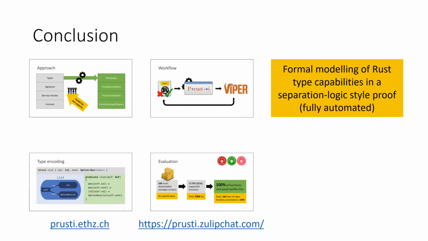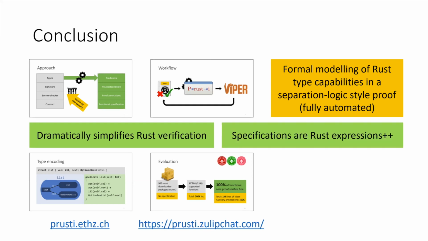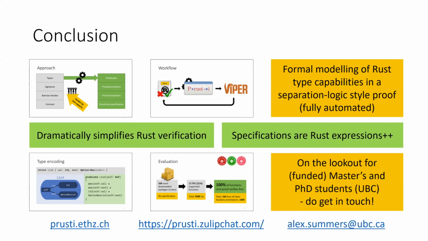So we've given this separation logic style proof kind of for free under the hood. And because it's automated for you, this dramatically simplifies the level of abstraction that one works at. You get to write these specifications that are essentially at the level of Rust expressions, plus a few powerful features that we've designed to enable modular specification.